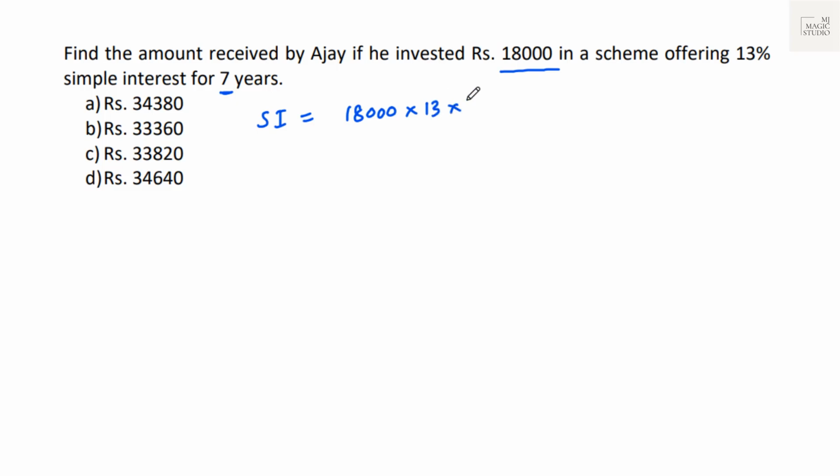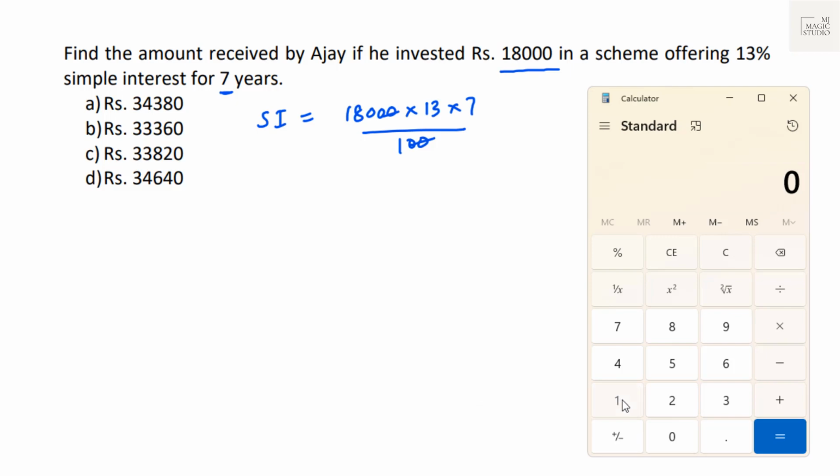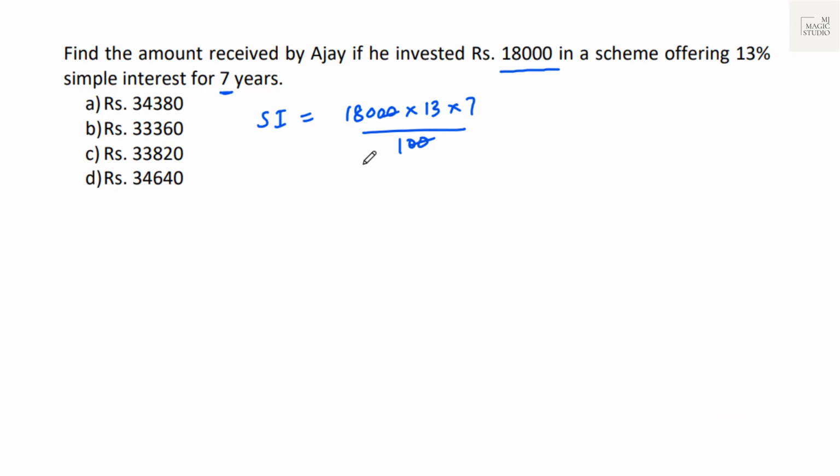PRT by 100. So simply 180 into 91. If you are writing the NQT examination, Digital or Ninja or TCS, your on-screen calculator is there, so you can use that for fast calculation. 180 into 91 will give you 16,380. So the amount received would be principal plus simple interest: 18,000 plus 16,380 is 34,380. Option A is the pick.